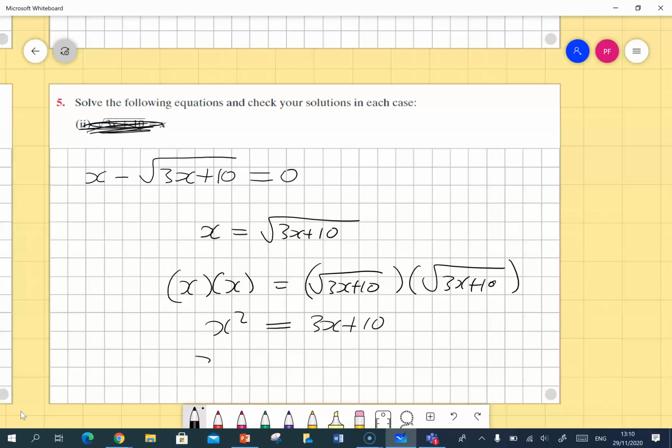Now that's just a simple quadratic, so tidy it up. X squared minus 3x minus 10 equals 0, and just solve using back-to-back brackets or the minus b formula. That's type 1. Isolate the surd if there's only one, square both sides.